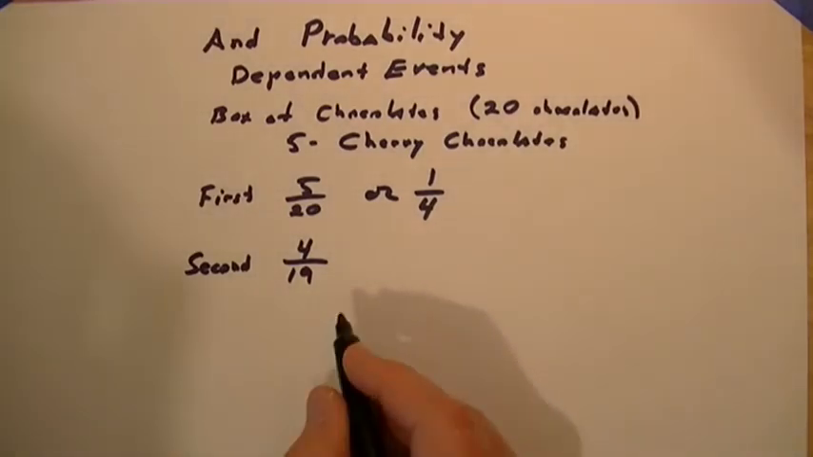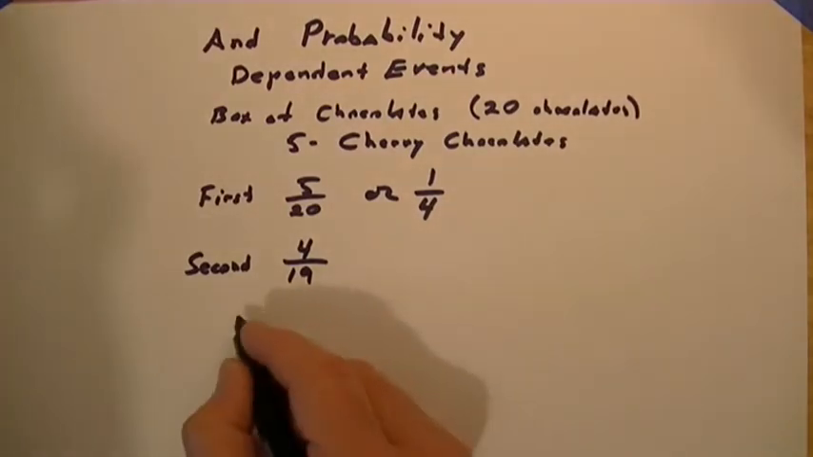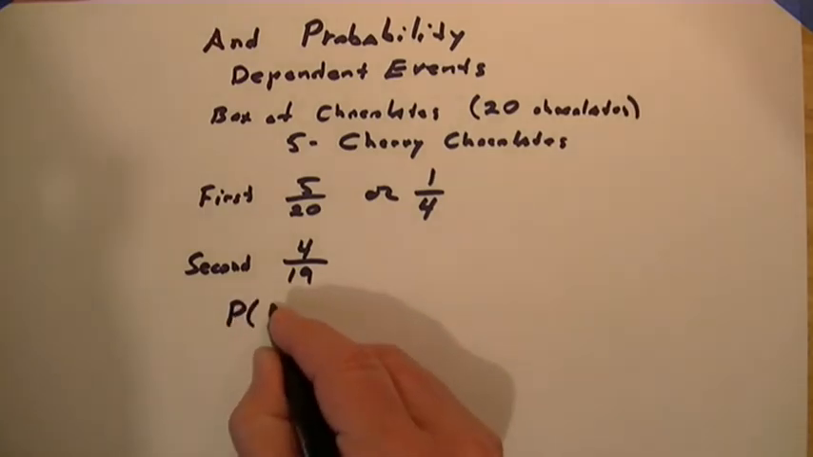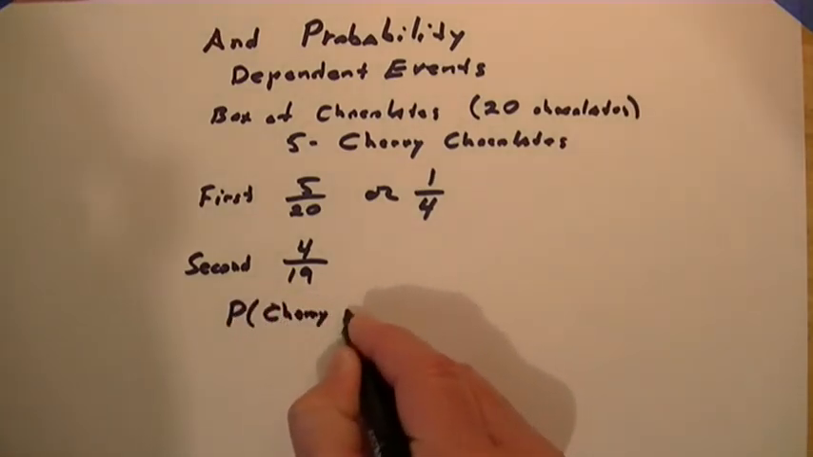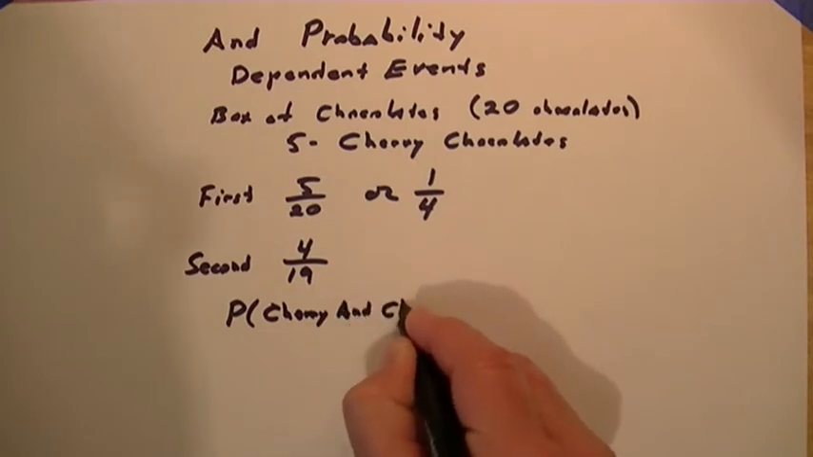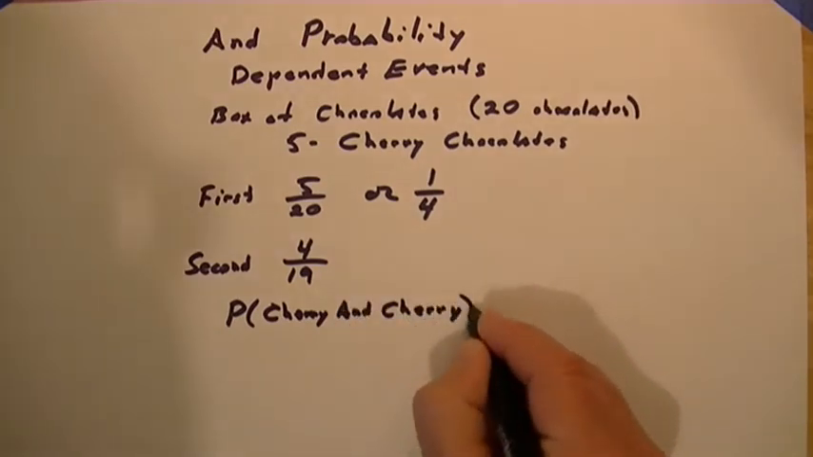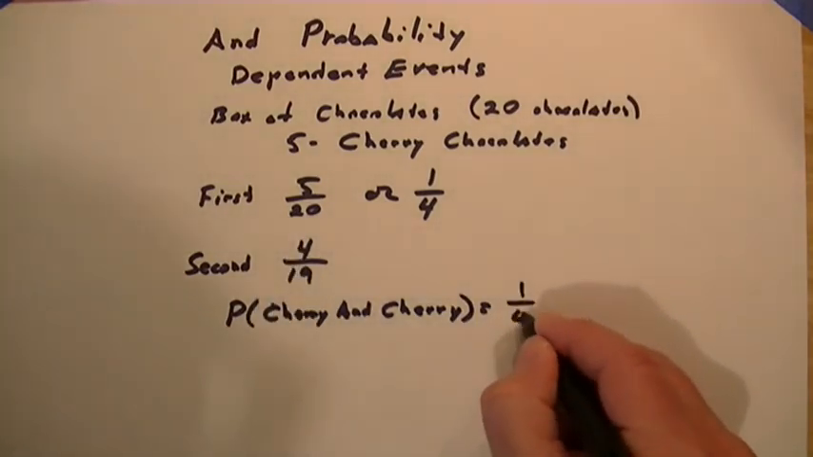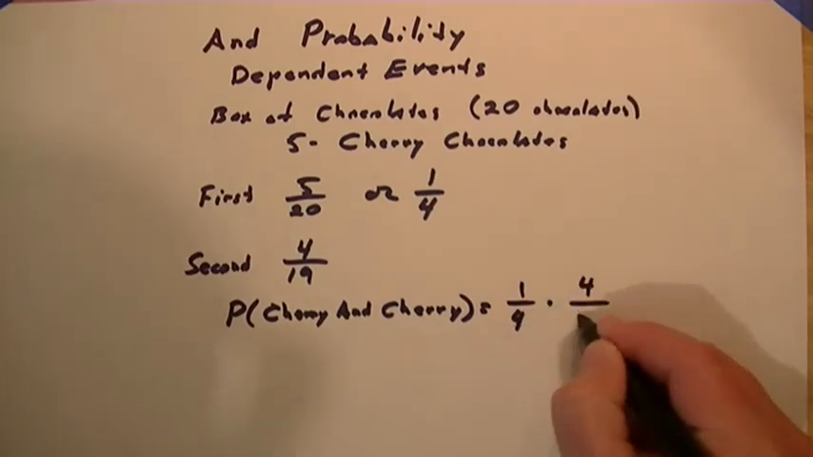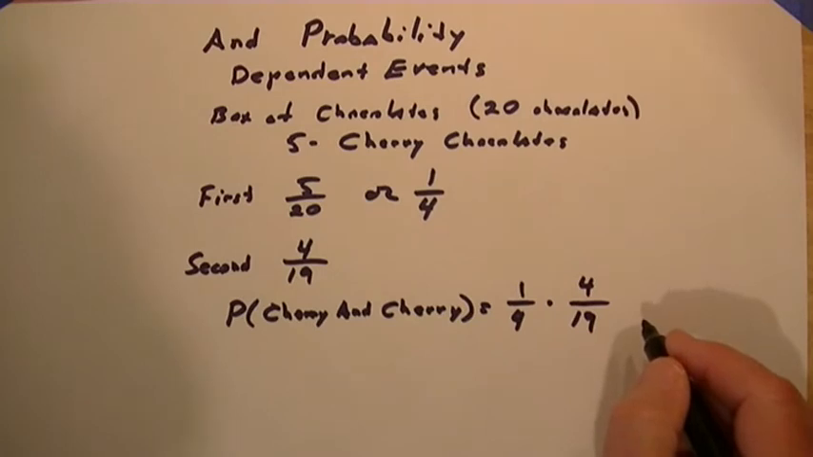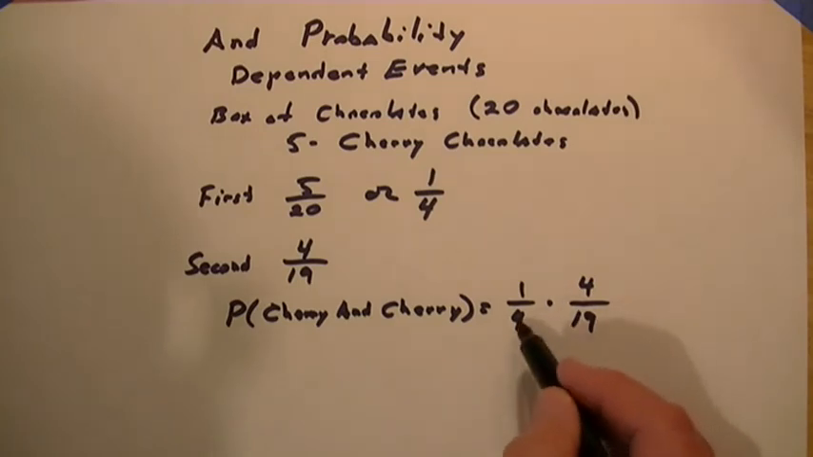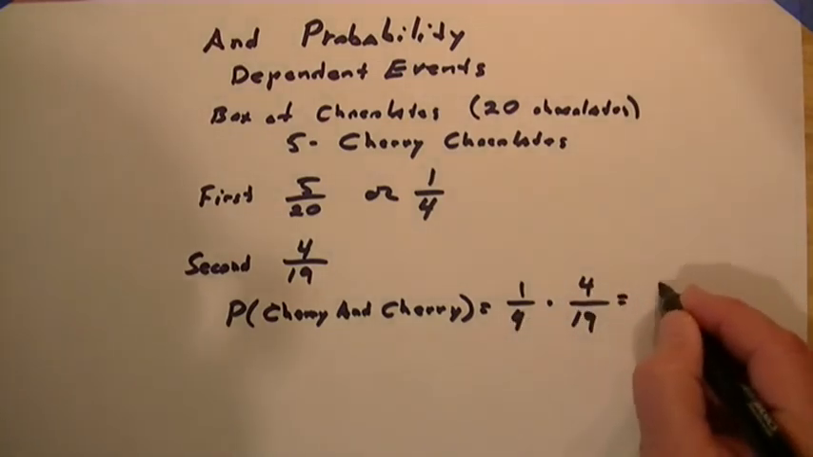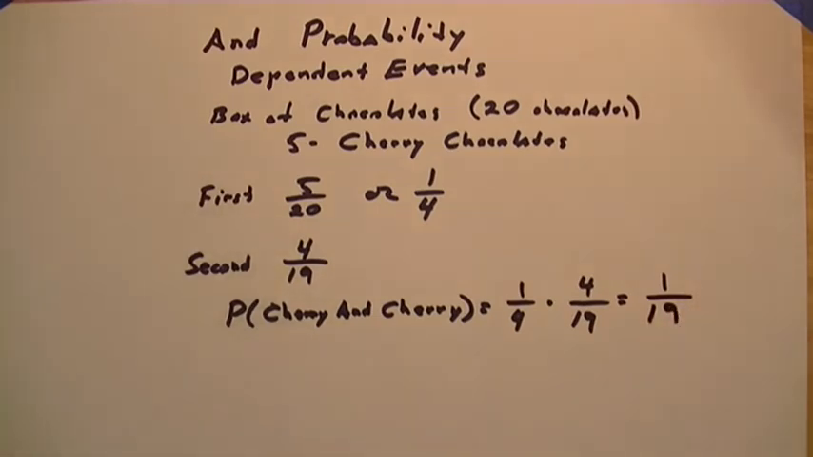So our probability of cherry and cherry, right, which we could write as probability of cherry and cherry, selecting 2 cherry chocolates in a row, is going to be the product of these two: our 1 in 4 times our 4 in 19, right? And that's actually pretty easy to calculate because we can cross these 4's out. And so the probability is 1 in 19 that we would draw out 2 cherry chocolates in a row.